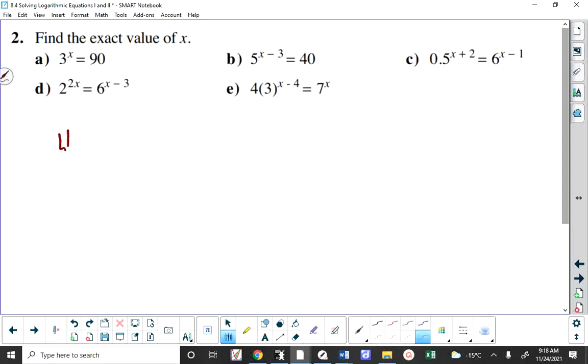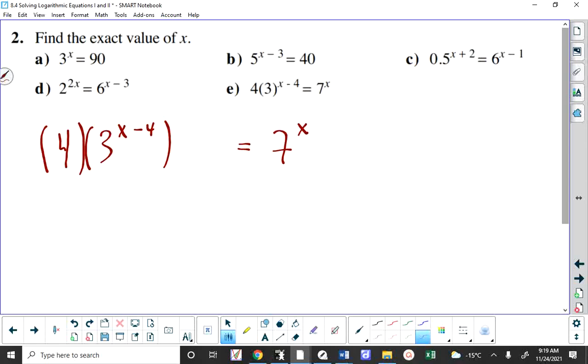So we have 4 multiplied by 3 raised to the x minus 4. I've just rewritten that slightly different. Rather than putting the 3 in brackets, I put the whole 3 to the x minus 4 in brackets because I want to impress on you that what we have here, everybody, is a product of two things. One of the things is a number, one of the things is an exponential expression. And this is equal to 7 raised to the x.